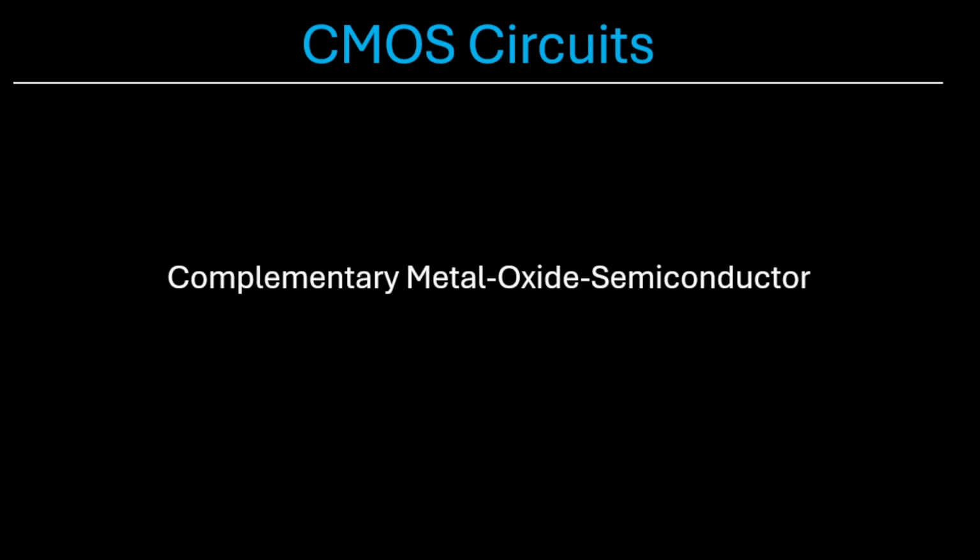Hello everyone. Today we're going to be learning about CMOS circuits. So CMOS, or complementary metal oxide semiconductor circuits, are circuits made up purely of MOSFET transistors used to achieve various logical functions. Now, these MOSFET transistors are categorized into two main categories, those being the NMOS and the PMOS transistors.